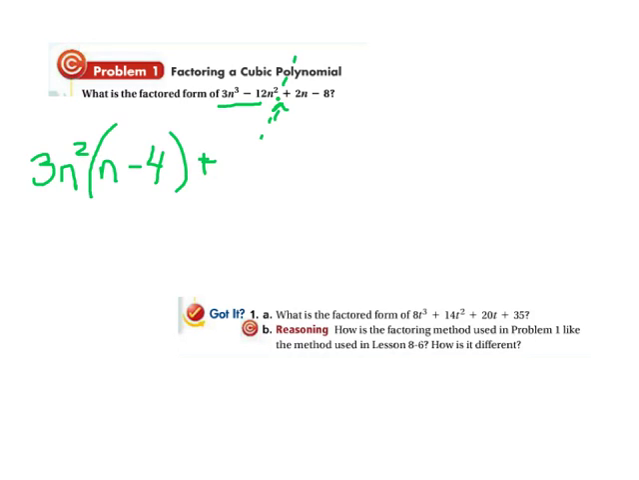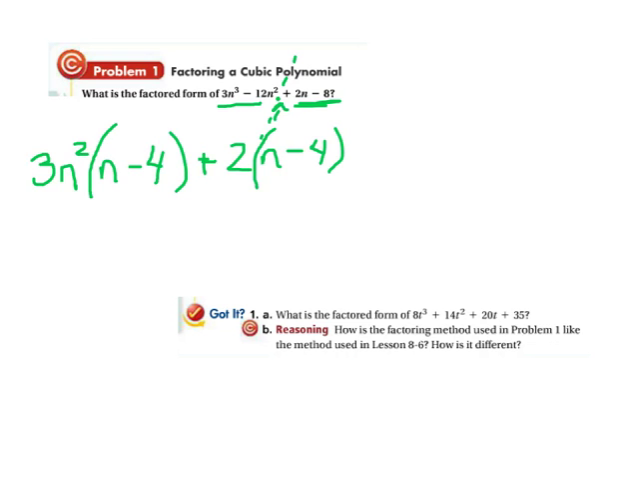Now I'm going to take the GCF of the right side, which is 2. They can both be divided by 2 and nothing more than 2. If I divide 2n by 2, I get n. If I divide negative 8 by 2, I get negative 4, like this.